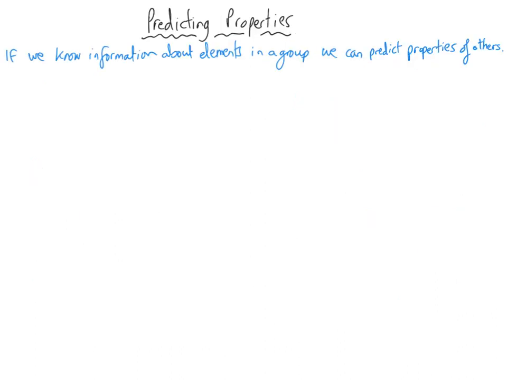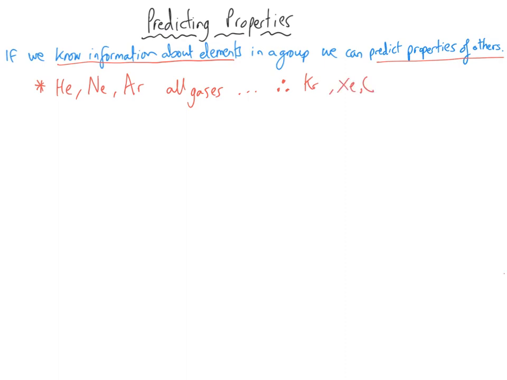I've just mentioned predicting properties based on some information. That's actually mentioned directly on your specification. So if we know information about some elements, we can predict properties of others. And I've actually already mentioned one of these properties, so I'll just remind you of it. Helium, neon, and argon were all gases. And so a logical conclusion would be that therefore krypton, xenon, and radon will also be gases.